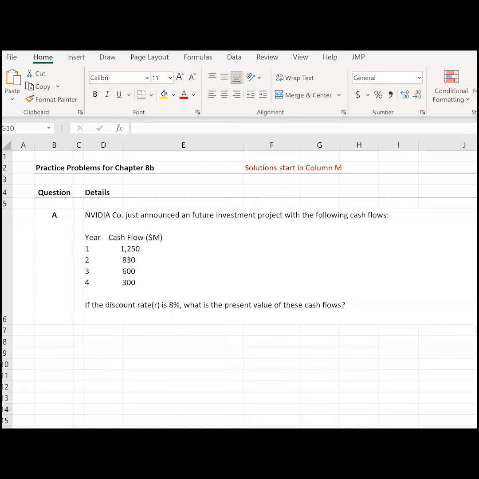So we are working on Chapter 8b, Practice Problems. Question A, NVIDIA company just announced a future investment project with the following cash flows. And we're given the cash flows right here. And we're asked if the discount rate is 8%, what is the present value of these cash flows?